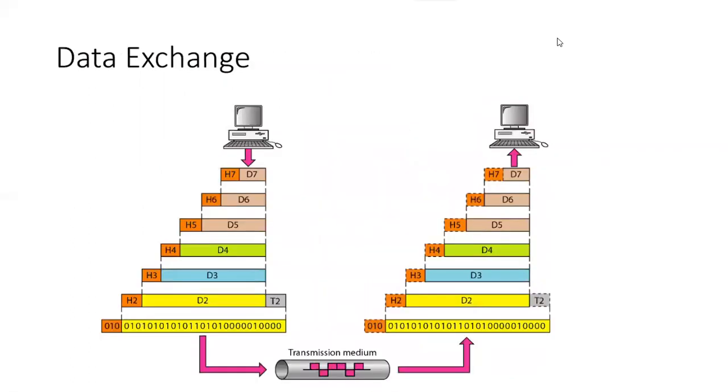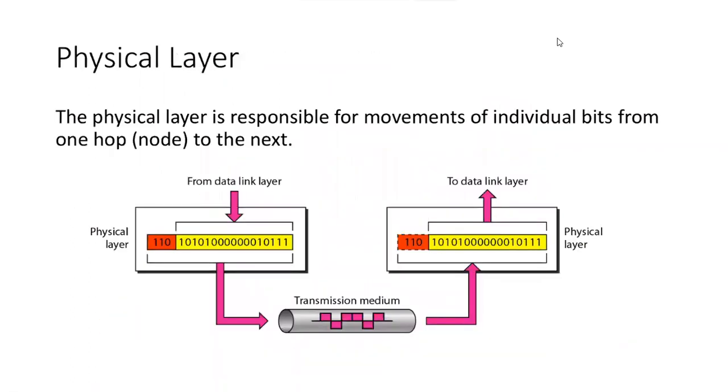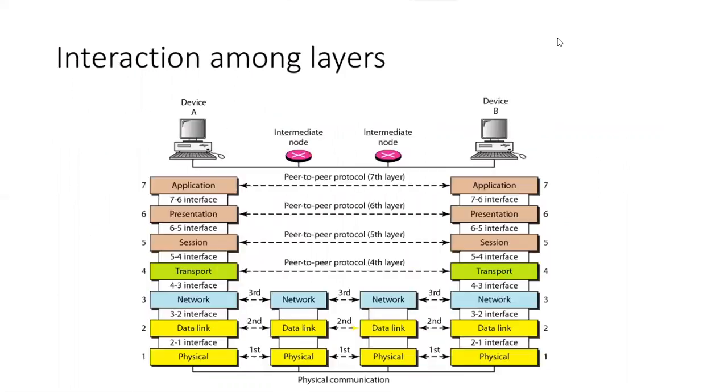When communication takes place, at the bottom we have the physical layer, and this physical layer is responsible for the movement of the individual bits from one hop, that is a node, to the next. In our diagram here, you can see this is our device, and this is the next hop. The physical layer is responsible for transmitting via the physical media to the next node that it is connected to.